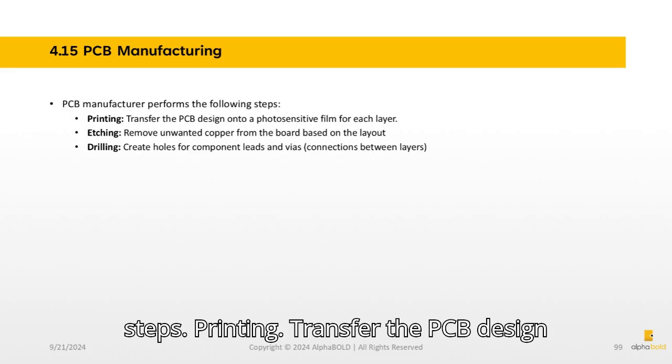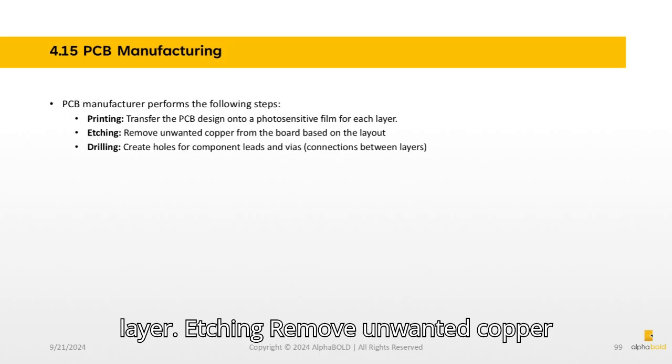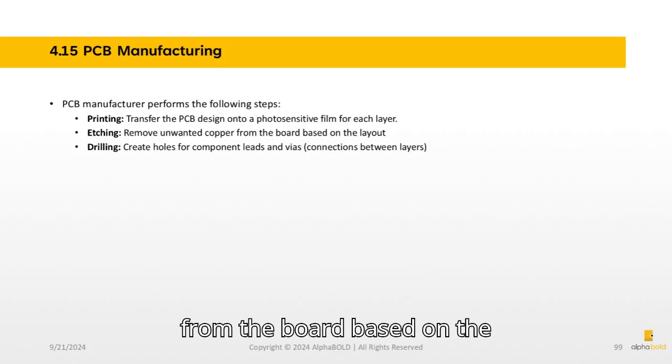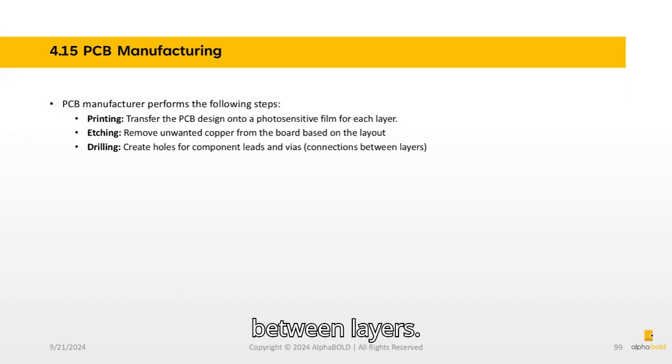Printing. Transfer the PCB design onto a photosensitive film for each layer. Etching. Remove unwanted copper from the board based on the layout. Drilling. Create holes for component leads and vias, connections between layers.